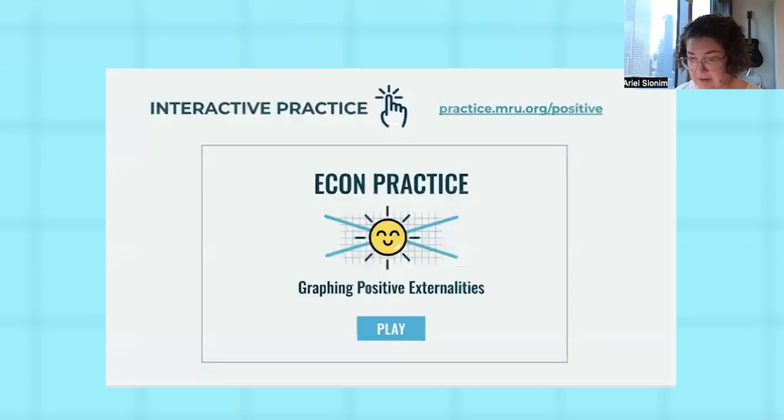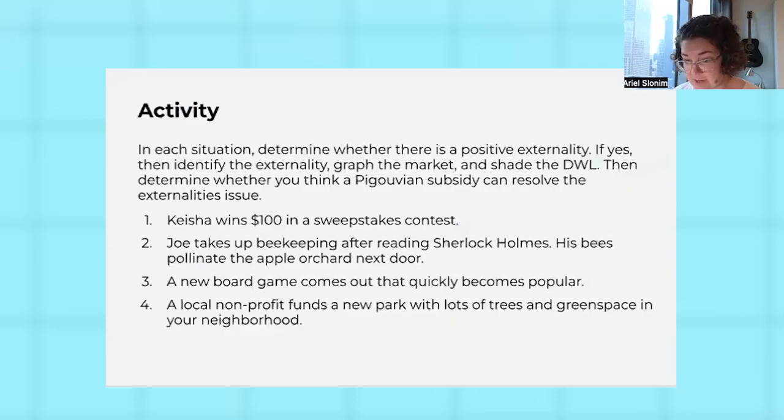Then, just like in day 1, we follow up with an interactive practice. In this case, students can graph positive externalities. They start by graphing a demand curve and then the social value curve, and they answer some questions about the market equilibrium compared to the social equilibrium. Then, very similar to day 1, we give students 4 examples and they have to determine whether there's a positive externality. It's okay if students have different interpretations of these. What we want is for them to think about and identify bystanders and see what's happening there, and whether a Pigouvian subsidy can resolve the externality problem.